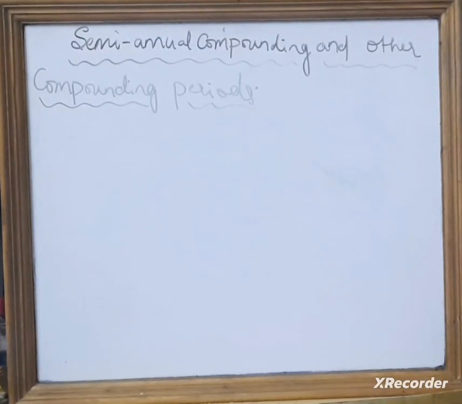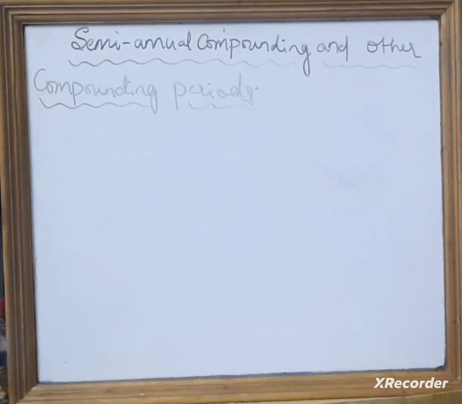Friends, so far we have assumed annual compounding of interest at the end of the year. But very often the interest rates are compounded more than once in a year. Particularly savings institutions compound interest semi-annually, quarterly and even monthly. So today we will look at how semi-annual compounding, quarterly compounding and monthly compounding could be done.